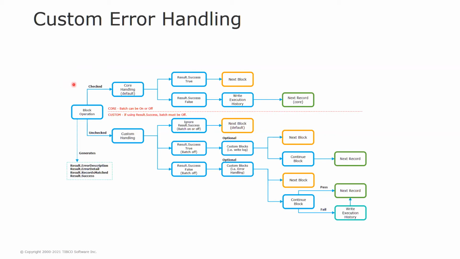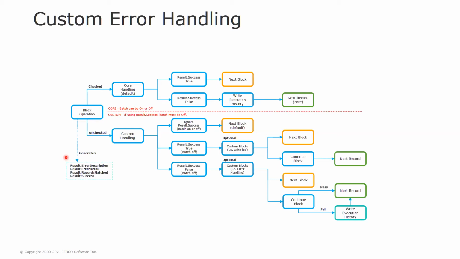One is the default error handling. And when you go into the tab, and we'll see this when we get into the example, I'll just give you the flow now and what the options are, and I think it will become more clear once you see the actual example. Every time you have a function call, the function returns a set of values that we call the result set. The result set consists of 4 fields: the description, the error description, the error details, the number of records matched, and whether the operation was successful or not.